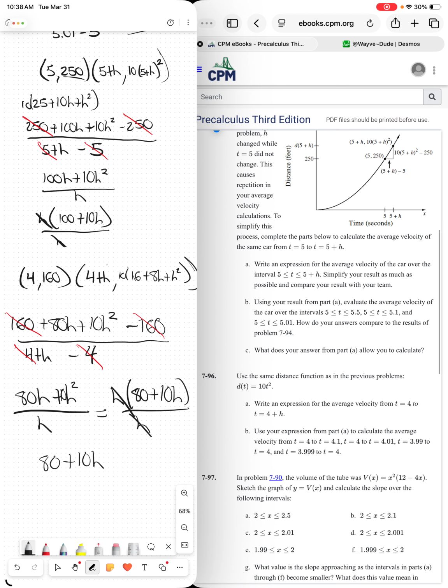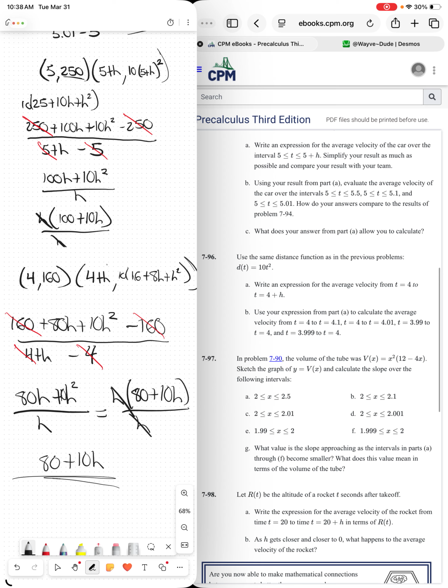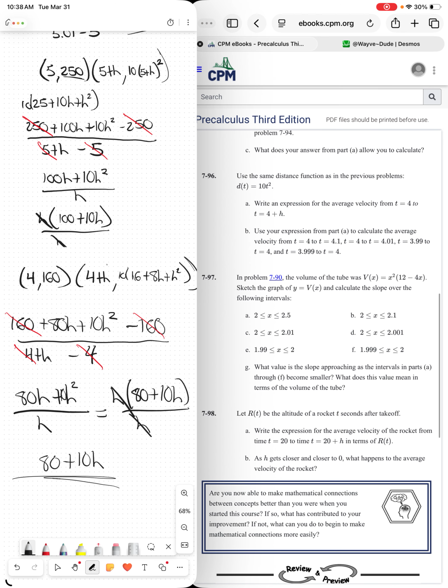Okay, then we could calculate the h values, like 0.1, right? We should get like 81. 0.01, 80.01, right? 3.99, right? So you're just plugging in those h values, how much difference there is from that number to 4, and you're plugging it into this expression. Okay. All right.